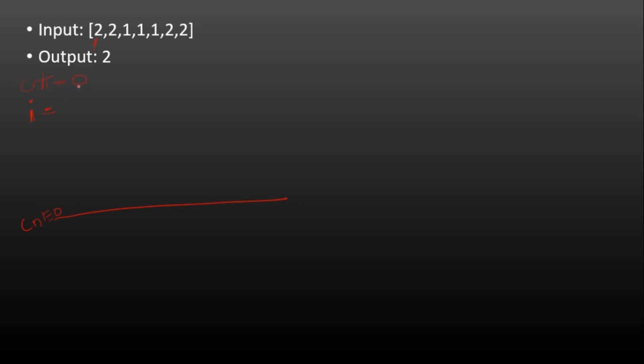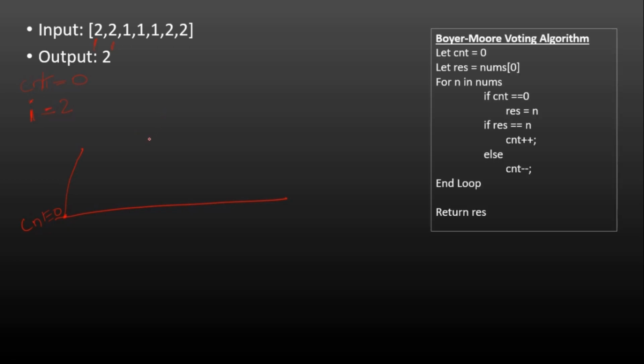What it says is whenever the counter is 0, keep the majority element equal to the current element. So initially my count is 0, so my majority element equals the current element, which will be 2. So I is 2, and I'll also increase the counter. Whenever count is 0, I'll assign the majority element to I and increase the counter. Another point the algorithm says is whenever my current number is not equal to my majority element, I'll decrease the counter. Otherwise I'll increase the counter. So these are the three conditions.